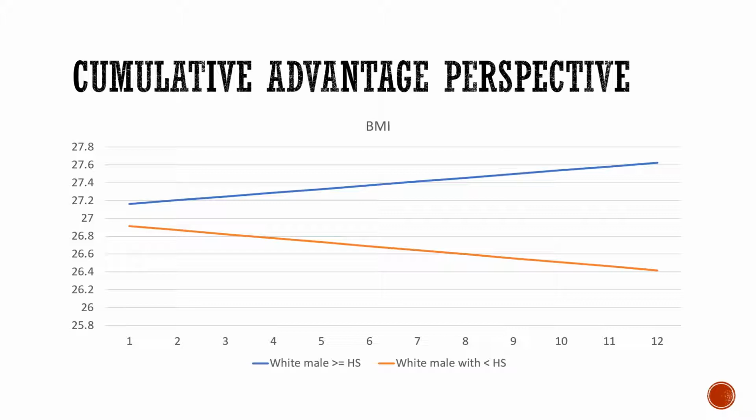Here, all respondents in the survey are included in the study. And here, we see that the BMI gap between white male with at least a high school education and white male with less than a high school education widen over time. So, when we see the gap widens over time for two groups of people, we conclude that the cumulative advantage perspective is supported for BMI differences between white males with at least a high school diploma and white males with less than a high school diploma.